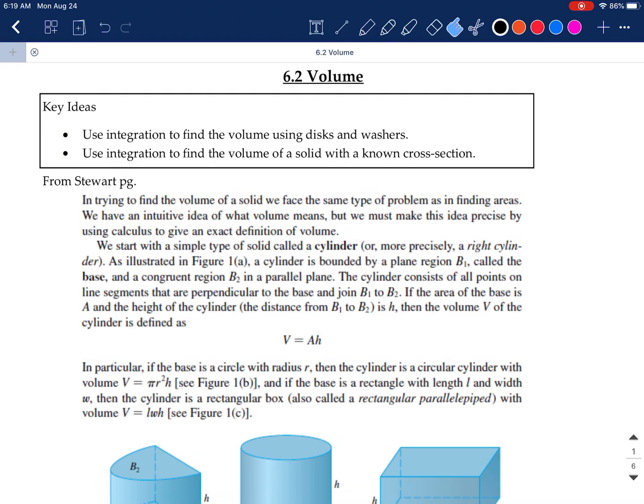Welcome back, everybody. So we are in section 6.2. We're going to start covering volume here, and it's going to be in the reverse order of what we did last year. So we're going to start with the volume of an area with a known cross-section and a more generalized expression of volume. And then we'll discuss disks and washers.